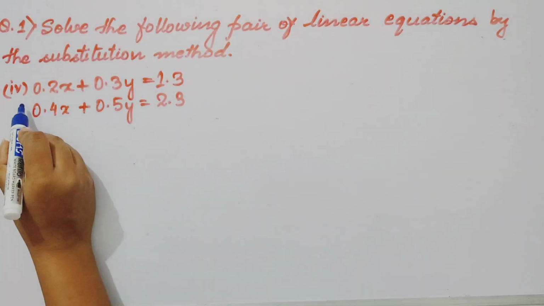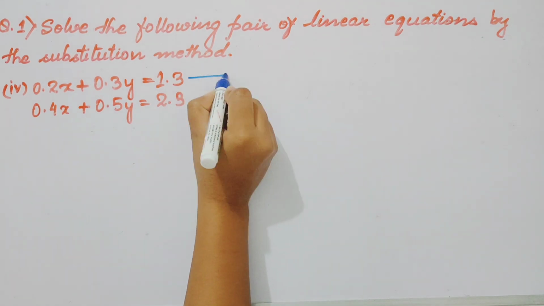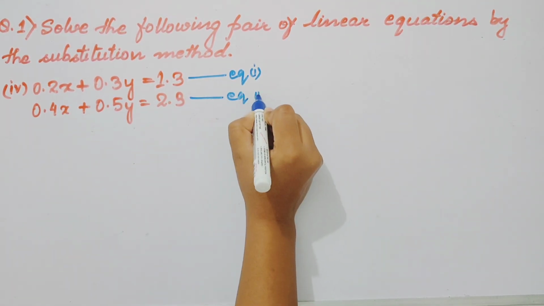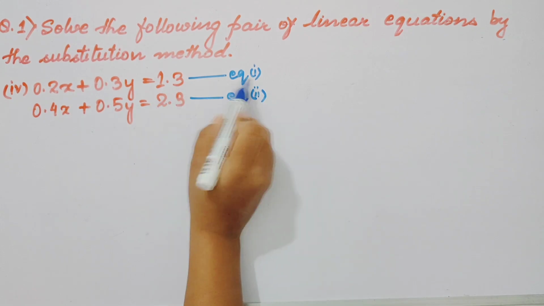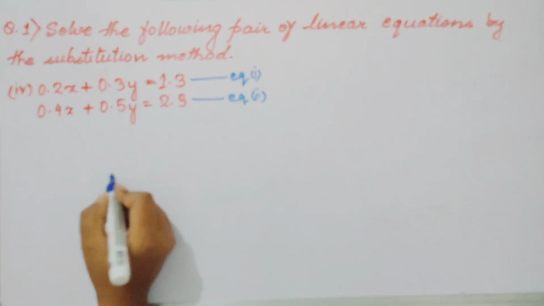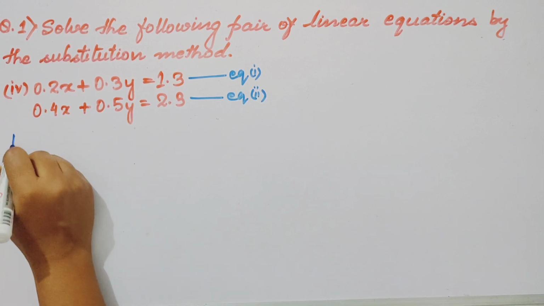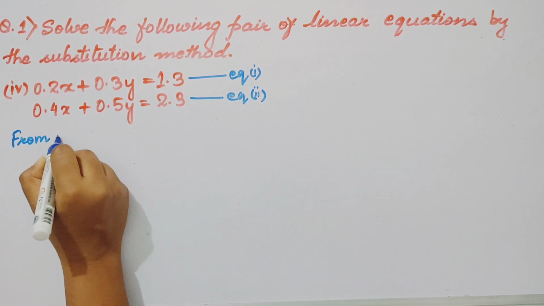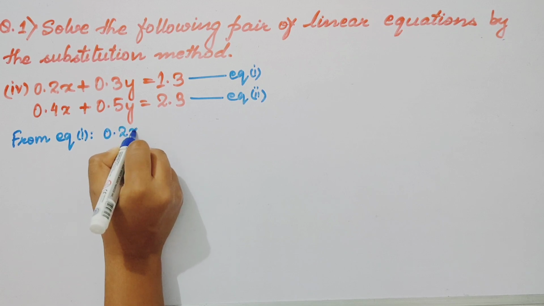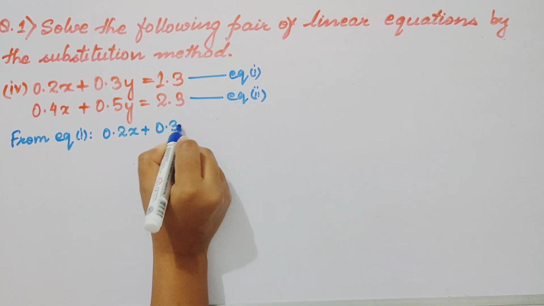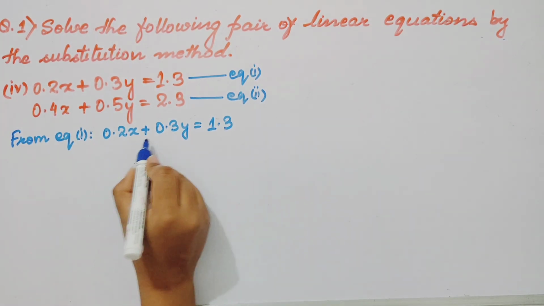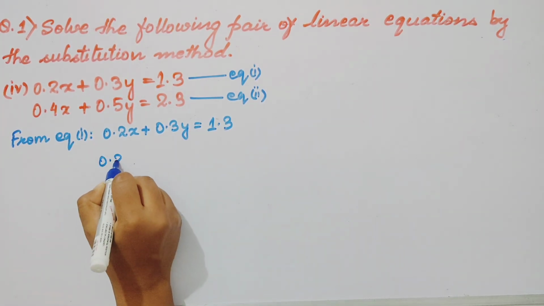Let us start. We have two equations. Let us assume this to be equation 1 and the second one to be equation 2. I am directly writing this in the question as we have already learned it in part 1. From equation 1, which is 0.2x plus 0.3y equals 1.3, let us find the value of x from here.